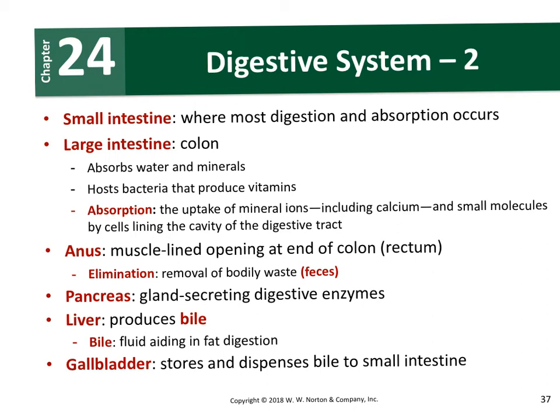and other things. So the pancreas, one of the main functions is producing insulin used in the absorption of glucose into cells. But the pancreas also produces a whole bunch of digestive enzymes that are released into different parts of the digestive system to break nutrients down. The liver produces bile, and bile is used in aiding in fat digestion. And the gallbladder stores and dispenses bile to the small intestine.